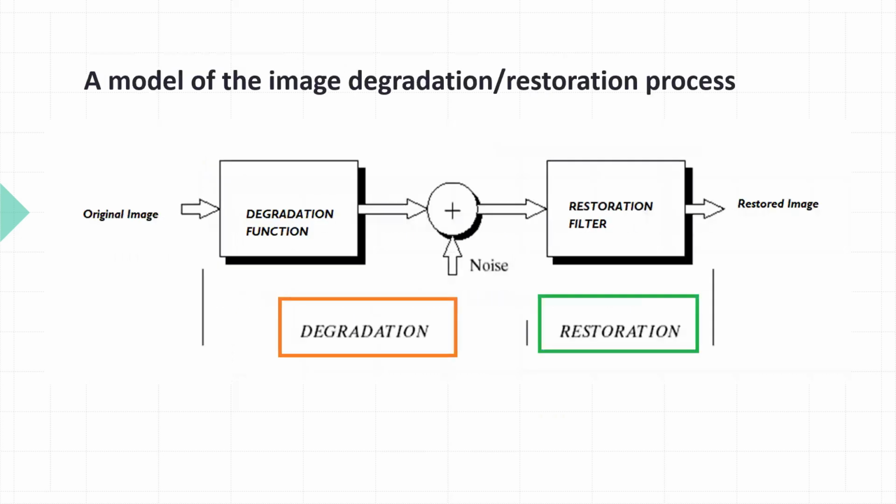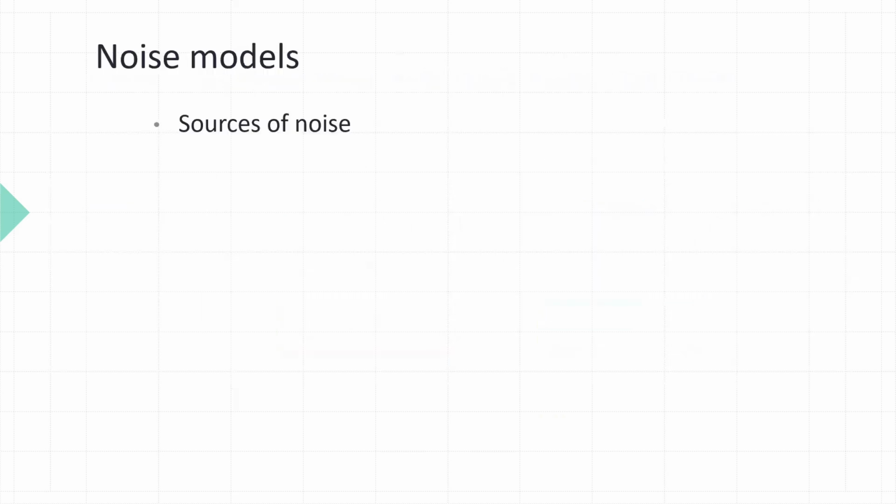This is the simplest of the diagrams, which helps us to understand how the degradation and restoration process happens. This is mainly due to the original image you give, and look at that point there, the degradation function. The noise may be additive, and it has to be restored with the filter. Once we know what the noise is, we can restore the image.